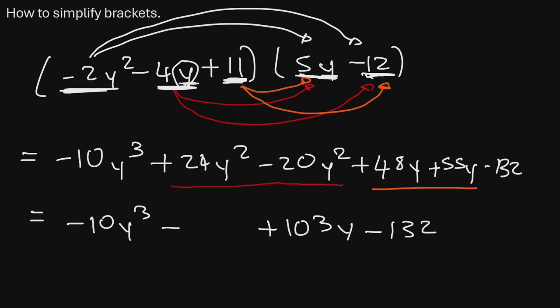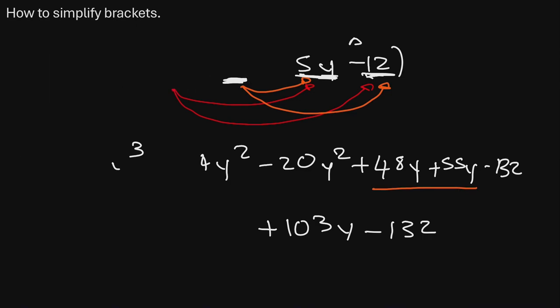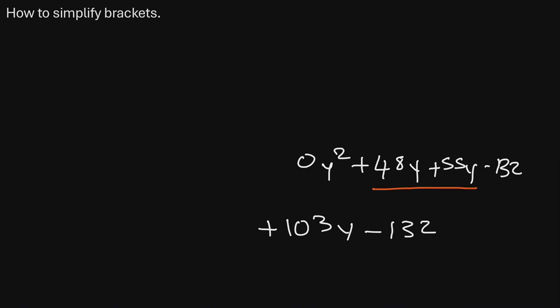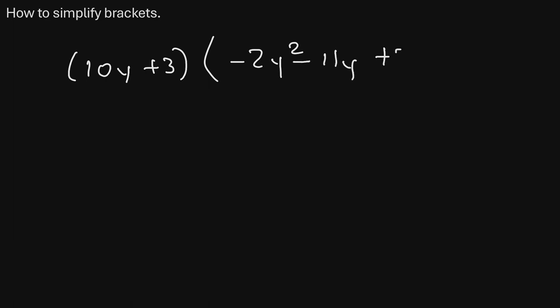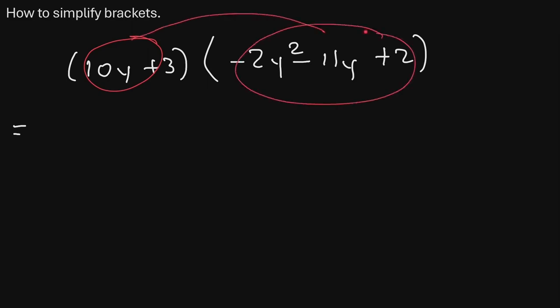So now let us look at the very same problem, but now we are having a binomial multiplying a trinomial. Feel free to pause the video and try the problem yourself before you look at the answer. So let's say we have 10y plus 3 all multiplied by negative 2y squared minus 11y plus 2. So the very same application will happen, everything on this side of the bracket will multiply with everything on the other side of the bracket.